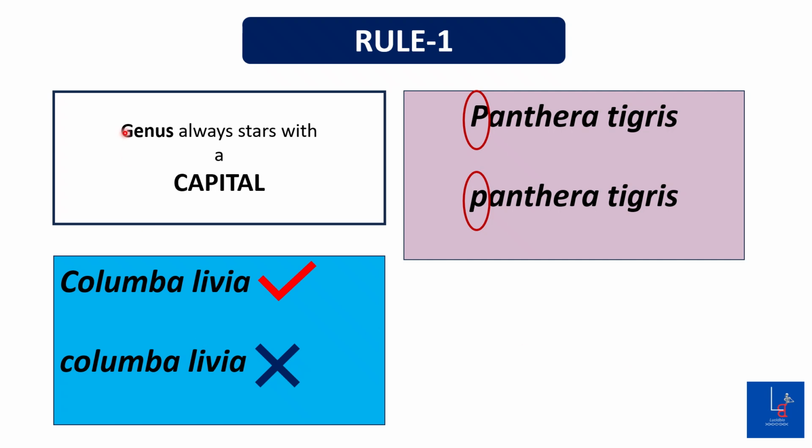Rule number one, genus always starts with a capital letter. Look at this example, panthera tigris. This is genus, this is species, but here the P is not a capital letter. That means it is wrongly written. This is the correct way of writing scientific names. P must be capital. Another example, Columba livia. Columba is the genus and the first letter of the genus is capital. This is a wrong example. It is in small letter, so that means it is wrong.